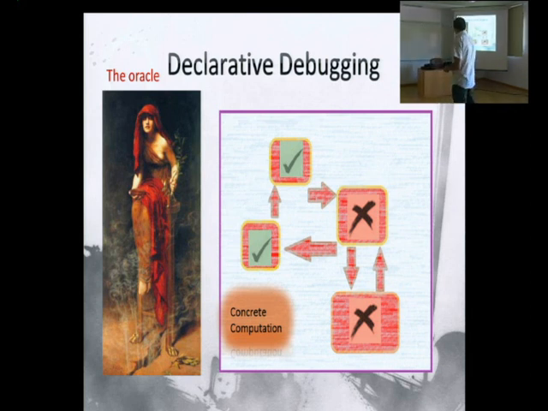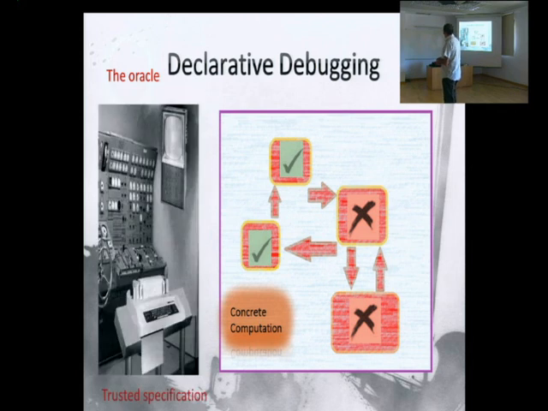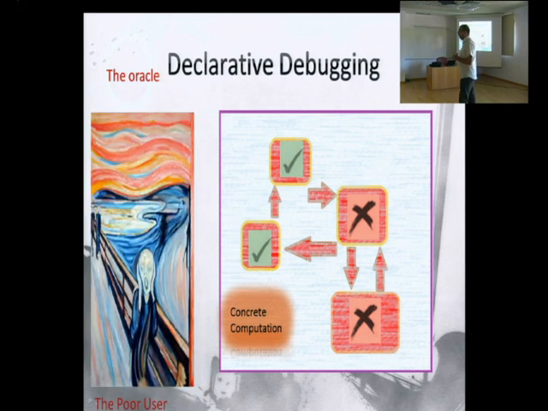So this is the idea of declarative debugging. I'm talking about the oracle, which is quite enigmatic, usually in the papers about declarative debugging. The oracle can be in practice either a computer system, for instance, a trusted specification. We will talk about this later. But unfortunately, usually, the oracle is simply the poor user.